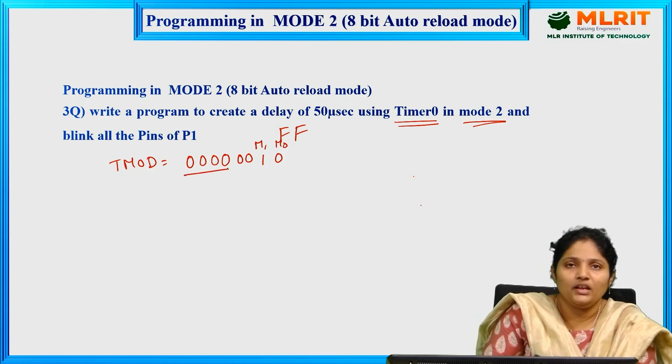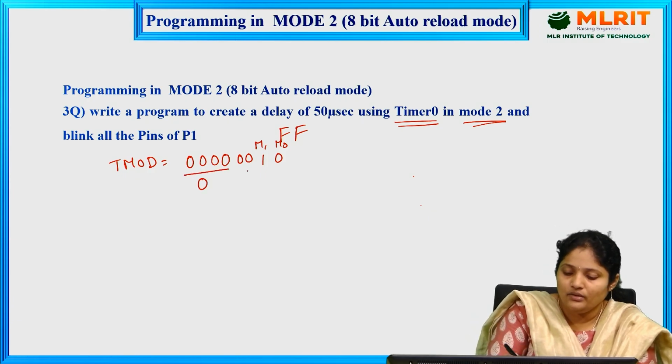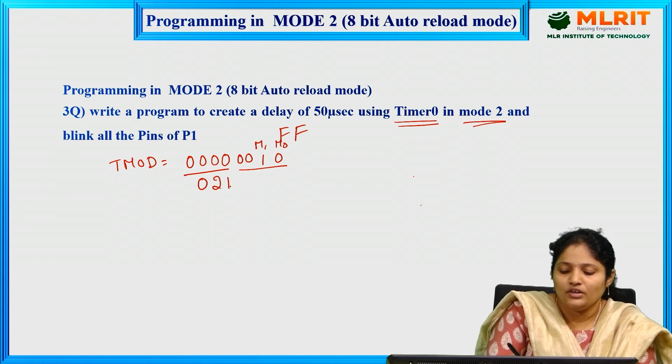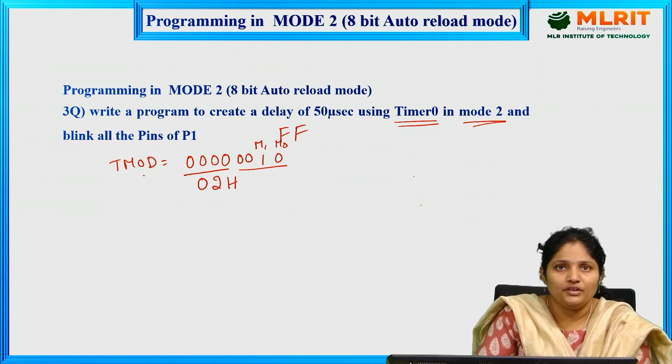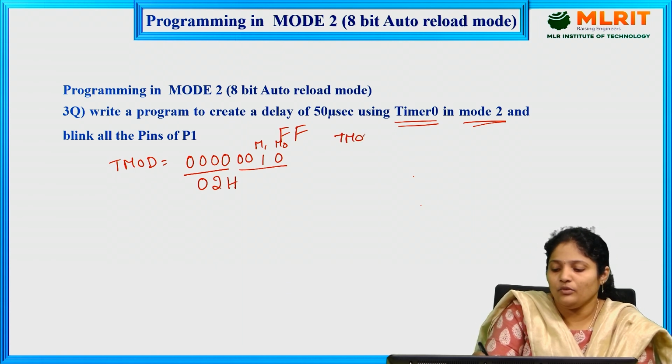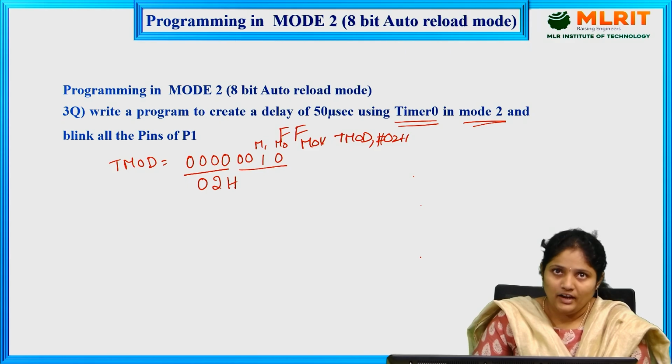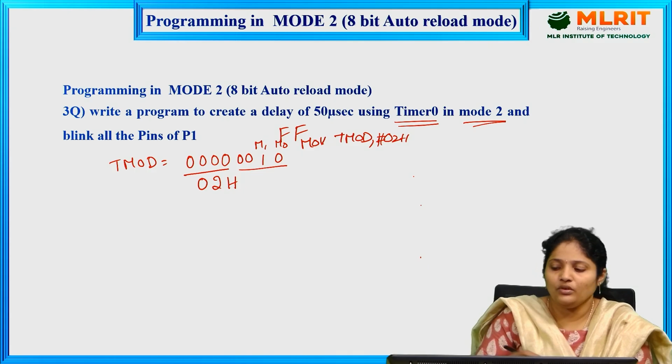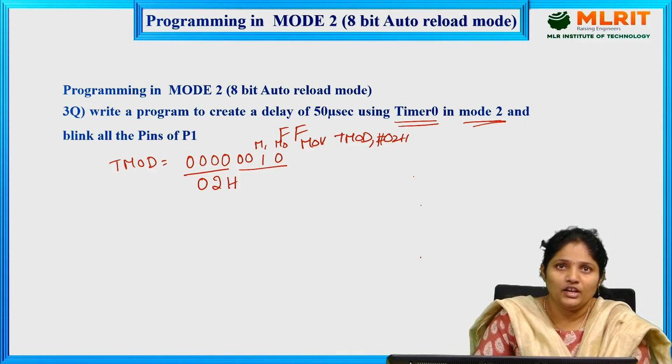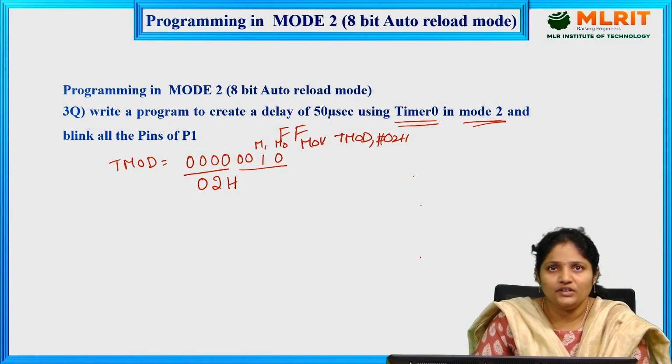So what is the hexadecimal equivalent of this binary? 0, and this one is 2. So what value do we need to load into the TMOD register? We need to load the TMOD register with 02H, right? So we found the TMOD value. Now we find the TH and TL values. But in this case the mode is mode 2, an 8-bit auto-reload mode, so only one register is used out of the 2 registers of the timer.